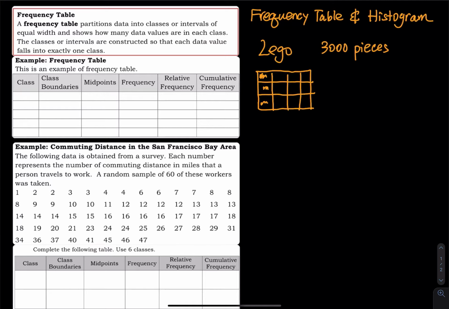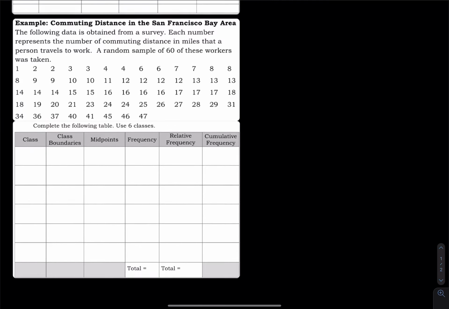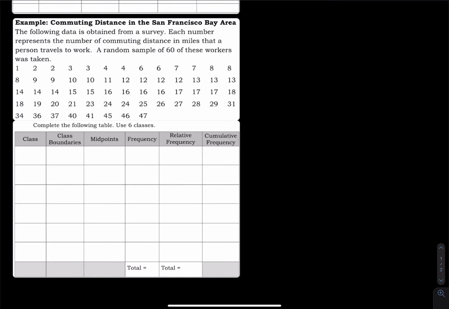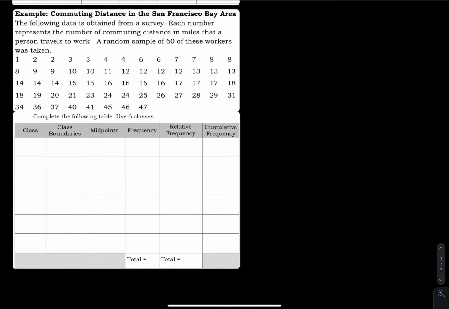So let's take a look at this blank frequency table. There are 6 columns: class, boundaries, midpoint, frequency, relative frequency, and cumulative frequency. Instead of giving you a definition of each column, I will just use data to show you how to organize this data using this frequency table. So let's take a look at the data description. Commuting distance in the San Francisco Bay Area. The following data is obtained from a survey. Each number represents the commuting distance in miles that a person travels to work.